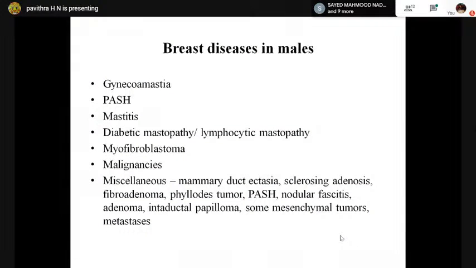So after all this, the last entity of today's discussion is breast diseases in males. Male breast can have any lesion which can occur in female breast. There are a few which are seen commonly, like gynecomastia, PASH, mastitis, diabetic mastopathy or lymphocytic mastopathy, myofibroblastoma. Some malignancies which occur in female breast can also occur, and other miscellaneous lesions like mammary duct ectasia, sclerosing adenosis, fibroadenoma, all those things can occur.